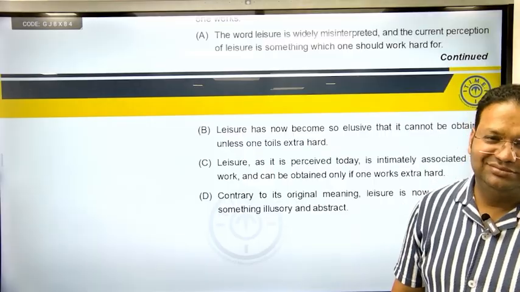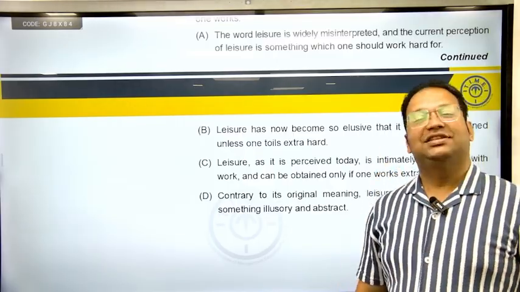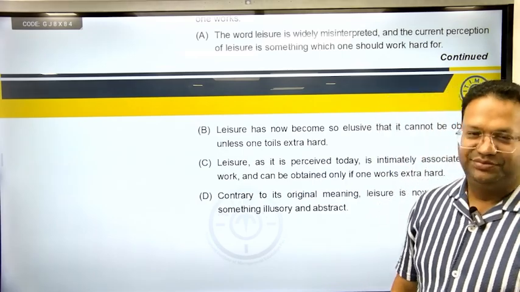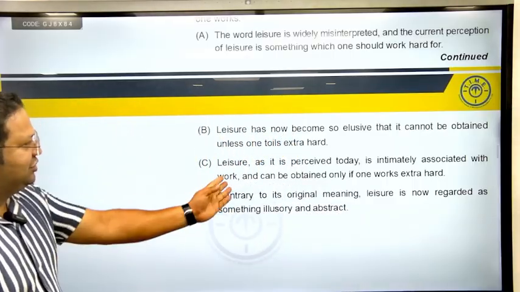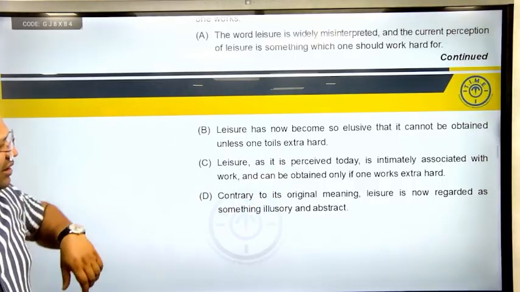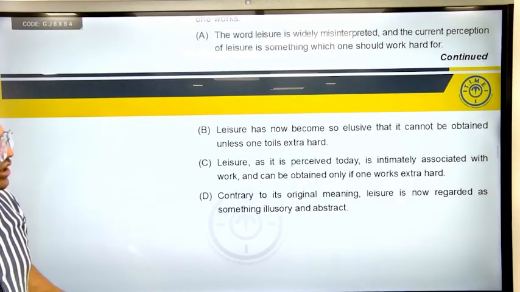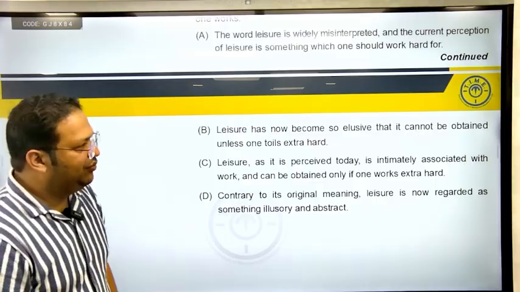Very good. We are looking for the summary, the meaning of the whole paragraph. So it should be the third? No, it should be the first. The third is also saying the same thing: leisure as it is perceived today is intimately associated with work and can be obtained if one works extra hard.